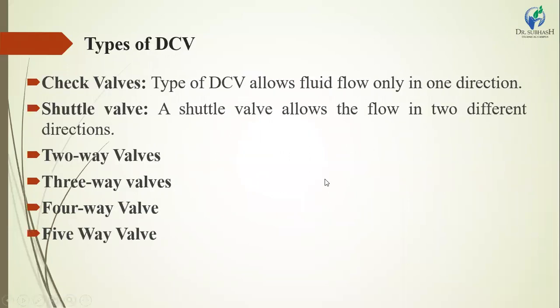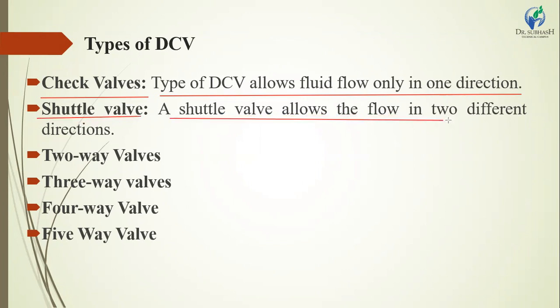Here is what you will study in this lecture. The first is the check valve. This type of DCV allows fluid to flow in only one direction. It cannot work with return flow. The flow path is only one direction. Next, the shuttle valve. A shuttle valve allows flow from two different directions.